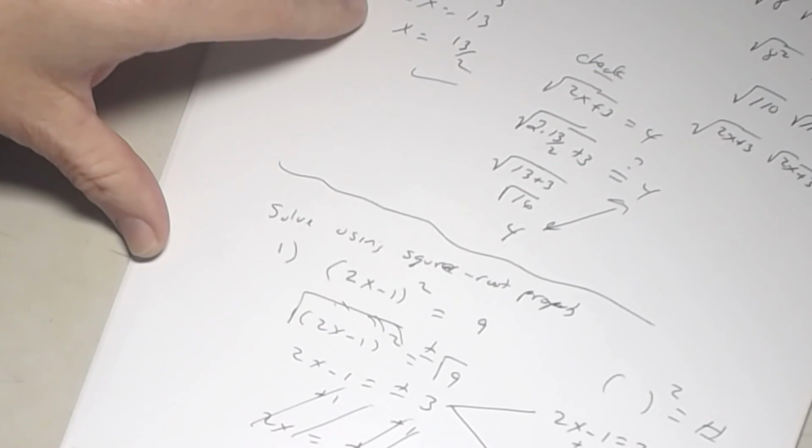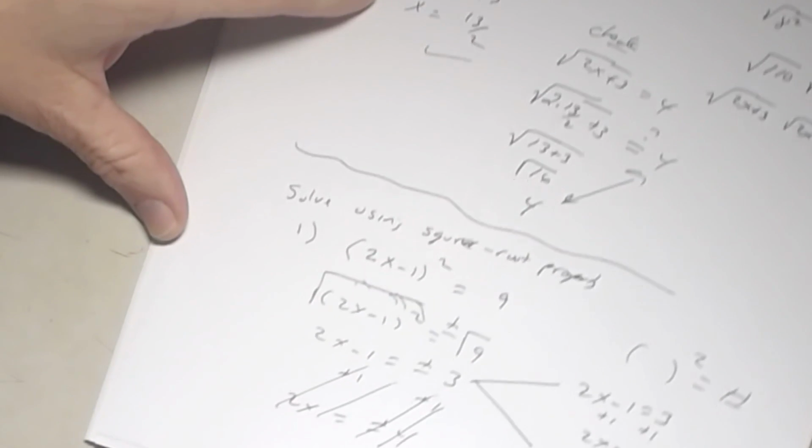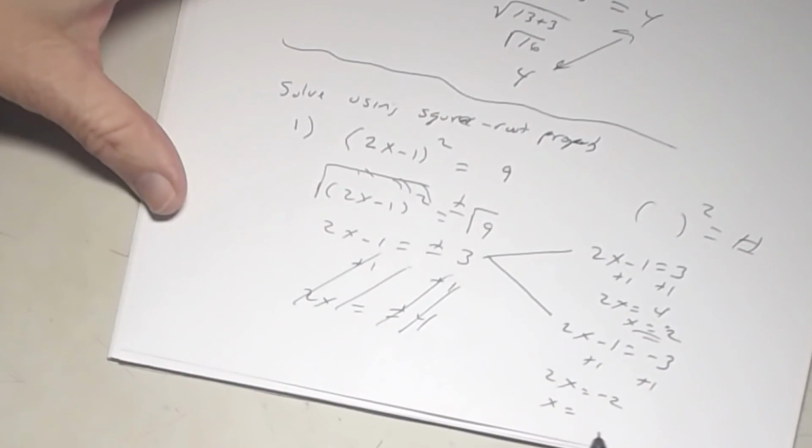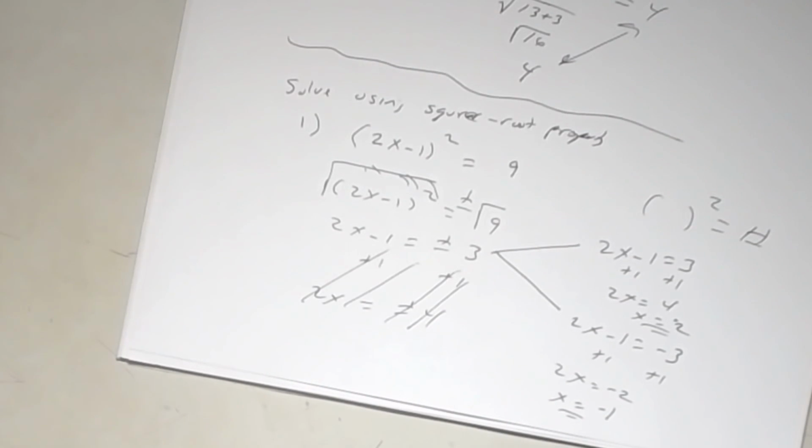Over here, you add 1 to both sides. You get 2x equal negative 2. So what's x over here? Not negative 2. If 2x equals negative 2, I mean, negative 1. All right, so that's what you had to do.